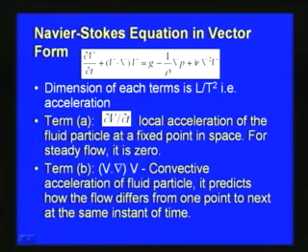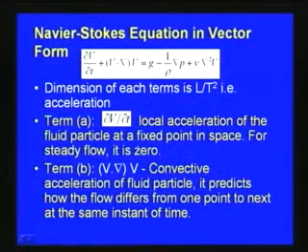Here this Navier-Stokes equation is written in vector form, and if we analyze it, we can see that each of these terms is actually an acceleration term. The unit is length divided by time square, L by t square. So, each term represents an acceleration term. In the first term, del v by del t is the change in velocity with respect to time, that means acceleration. So, it is the local acceleration of the fluid particle at a fixed point in space.